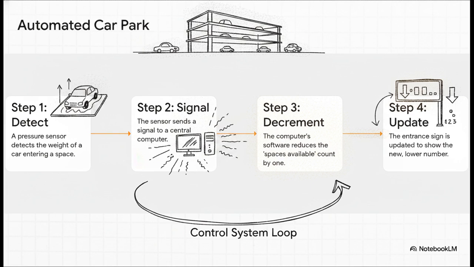Step 2. That sensor sends a signal to a central computer. Step 3. The computer's software then reduces the spaces available number by 1. And step 4, the computer updates the big sign at the entrance with the new number. That's a perfect, complete control system loop.